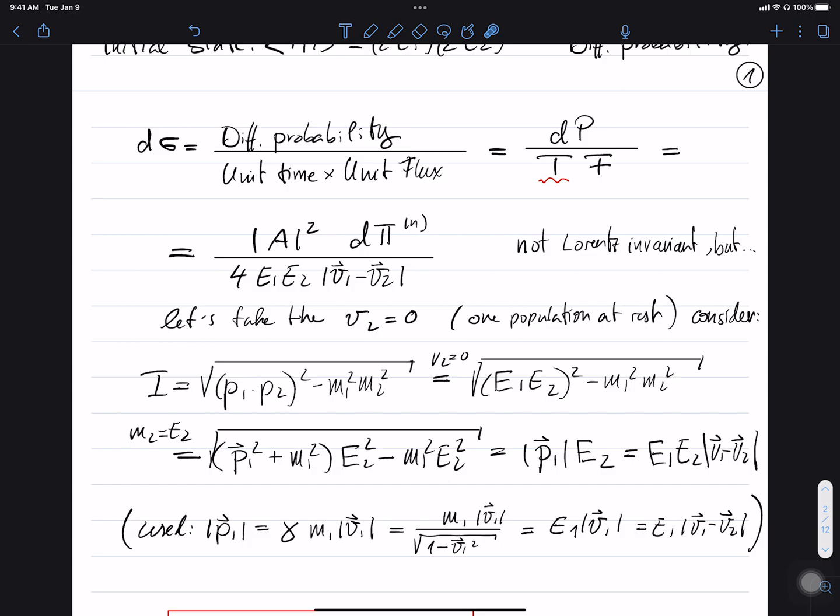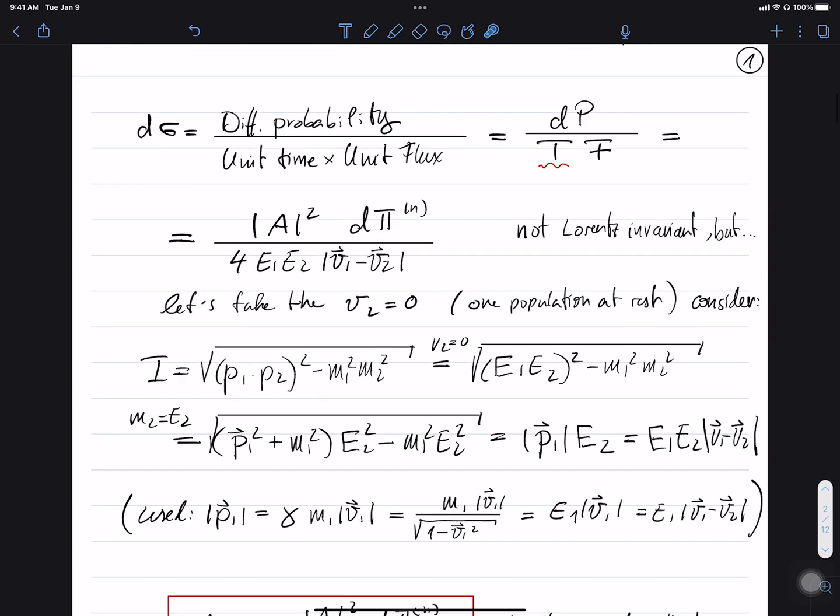Now, the way we set it up, it's not Lorentz invariant because we had a particular frame where the particles are colliding, where we define this velocity.